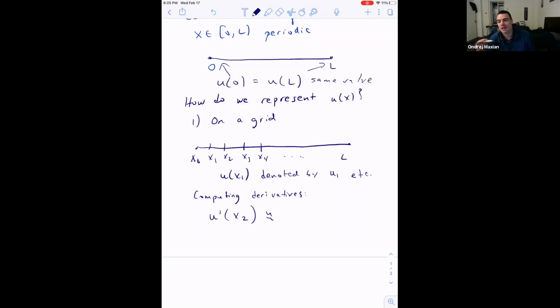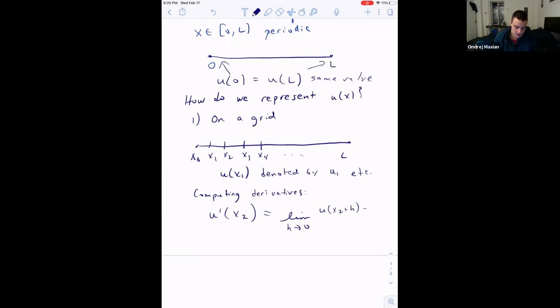So when we think about this, we write down the definition of a derivative. Normally the definition of a derivative is the limit as h goes to zero of u of x2 plus h minus u of x2, over h. That's the definition of derivative that you learn in calculus one. But now I say, what if I take away the limit and replace the equals with approximate? If h is small and I take an actual finite value of h, I should be able to approximate that derivative pretty well.